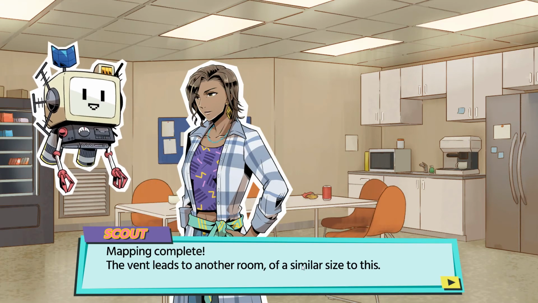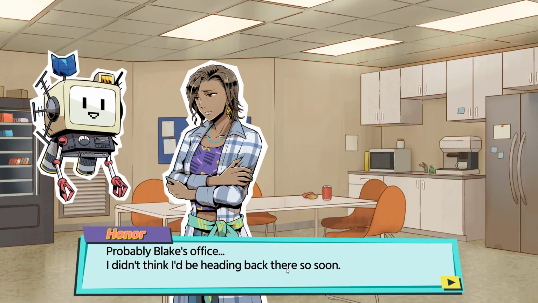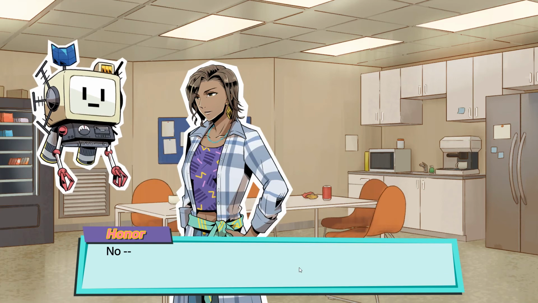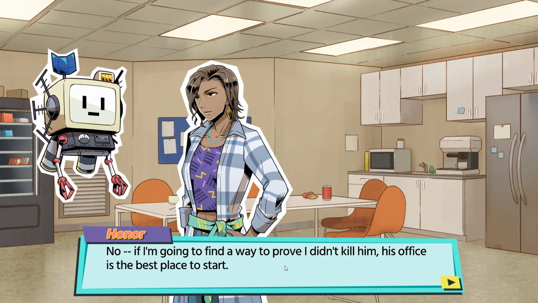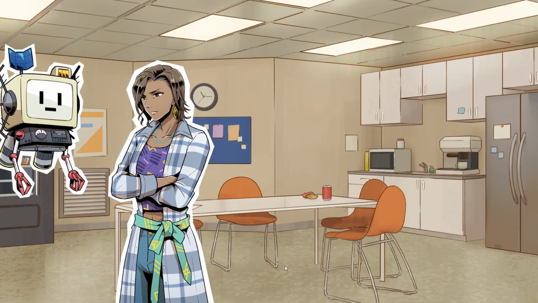Mapping complete. The vent leads to another room of a similar size to this. Probably Blake's office. I didn't think I'd be heading back there so soon. Should I look for another way out? No, if I'm going to find a way to prove I didn't kill him, his office is the best place to start. I just hope we don't run into Detective Cross when we get there.